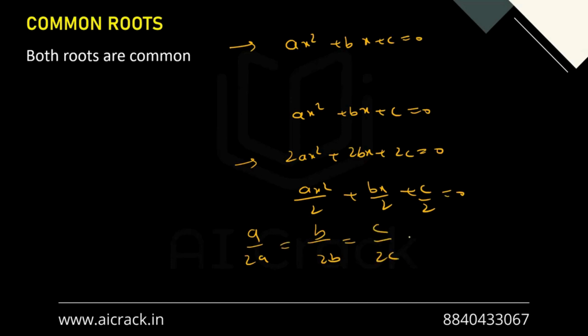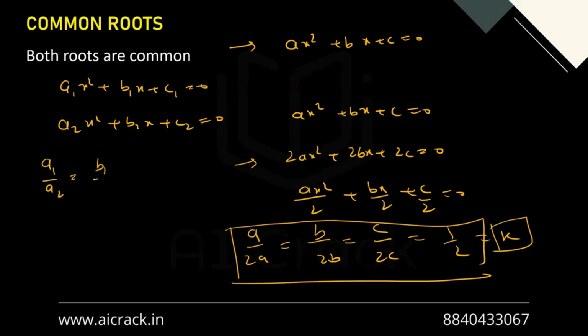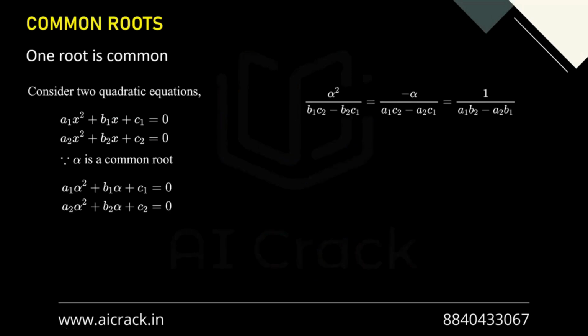Now if you look at them closely, you'll see that all these ratios are nothing but 1 by 2, basically a constant number k, right? It can be 2, it can be 3, so basically a constant number k comes out of the ratio of these terms, right? So if I have two equations, a1x square plus b1x plus c1 equals to 0, and the other equation is a2x square plus b2x plus c2 equals to 0. Now when we are saying that both roots are common, a1 by a2 equals b1 by b2 equals c1 by c2 equals some constant k. So when this is being satisfied, we can simply say that both roots are common, right? Very simple.